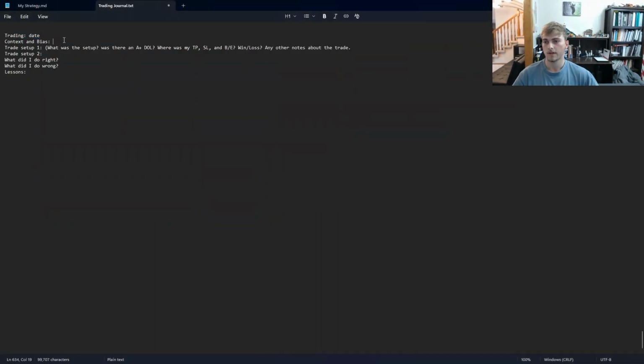I'll track the date obviously, and then I'll have a bias, my long or short. I'll usually explain my bias a little bit more. And then I'll put my A plus idea for the day, like going into the day, I think we should sweep out this low, we could target this high. Pretty simple. Then for each trade setup, I'll answer all of these questions right here.